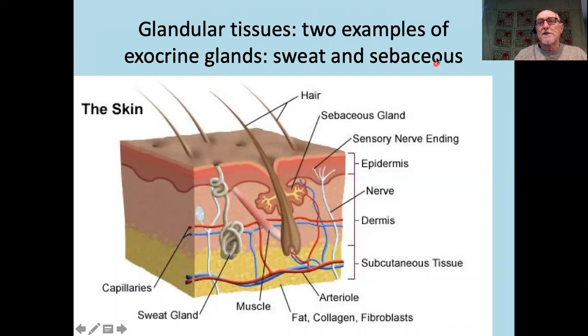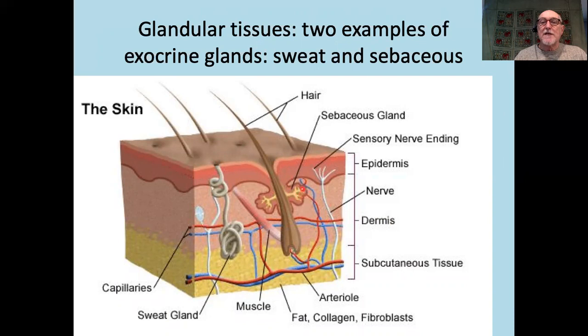Let's just have a look. Here's the skin. And here are two examples of exocrine glands in the skin. The first, the sweat glands. Here they are here. And they have a duct which leads to the outside. They not only produce an aqueous solution of salts, there are various other substances in sweat which are really important, and especially the sweat has an antibacterial activity.